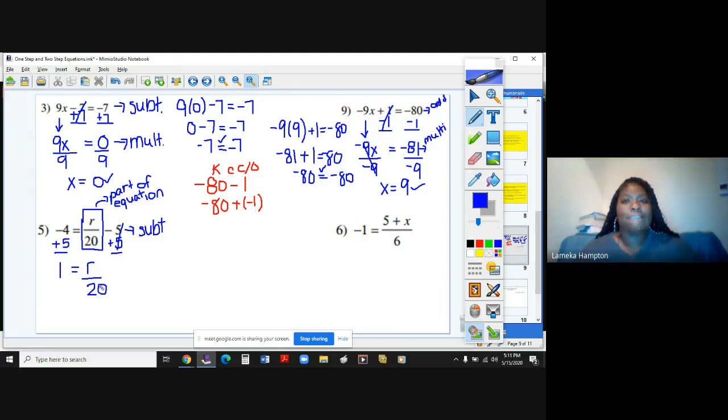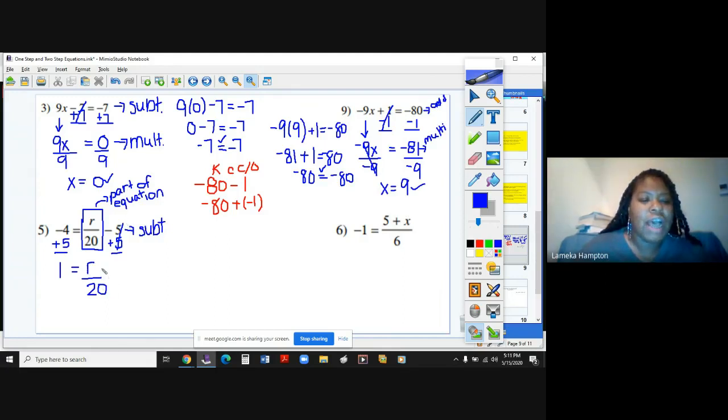Now remember, this fraction was a part of the equation. So remember that, because when we get to number 6, I want you to see the difference. You may actually see the difference already, but if you do, kudos to you. But if not, keep watching.